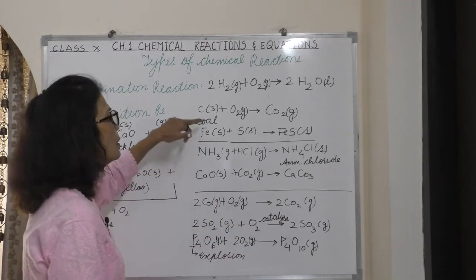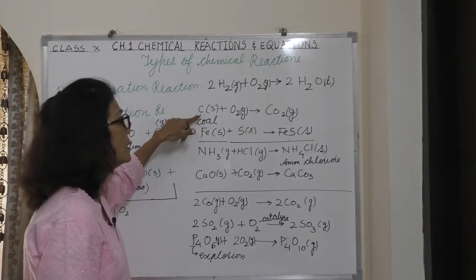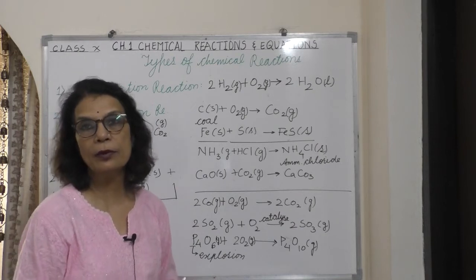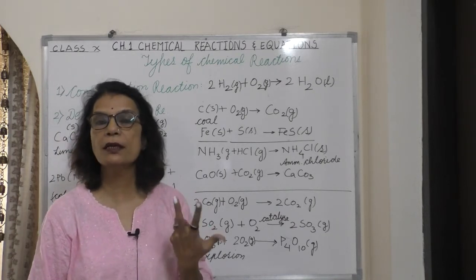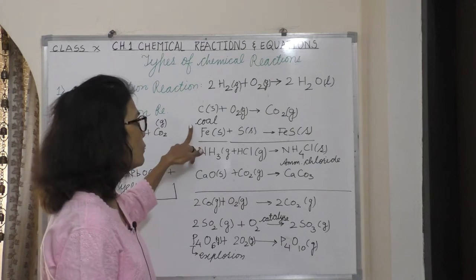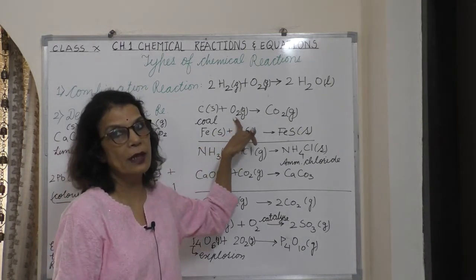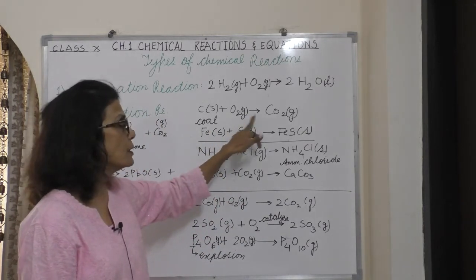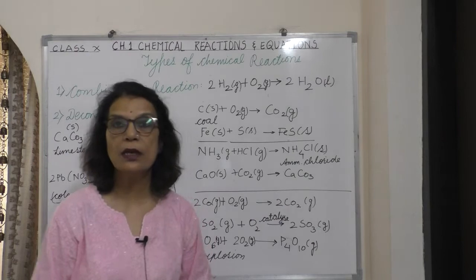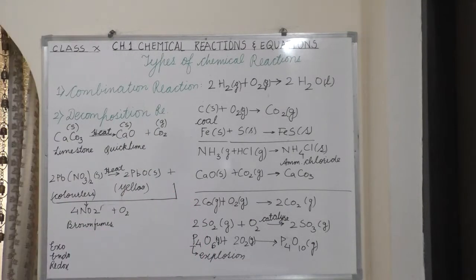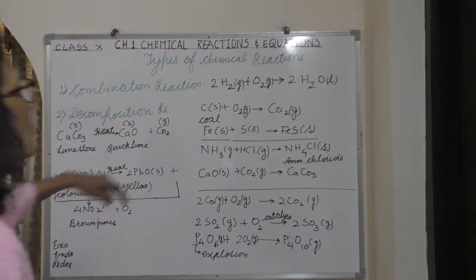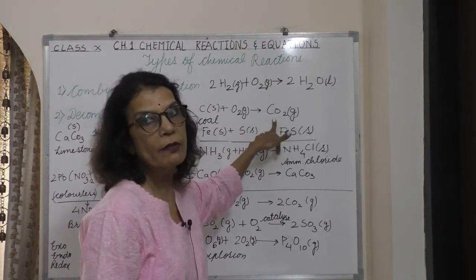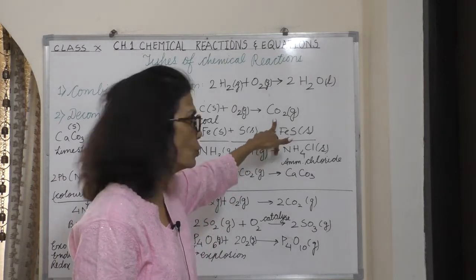Number 2, here carbon is in the form of solid. In place of carbon, the component we are going to take is coal. So coal is in the solid form, and when it is reacting with oxygen, which as you know is in gaseous form, you will get carbon dioxide gas. So carbon is in the form of solid, oxygen is in gaseous form, and the product we will get is also gas, that is CO2.